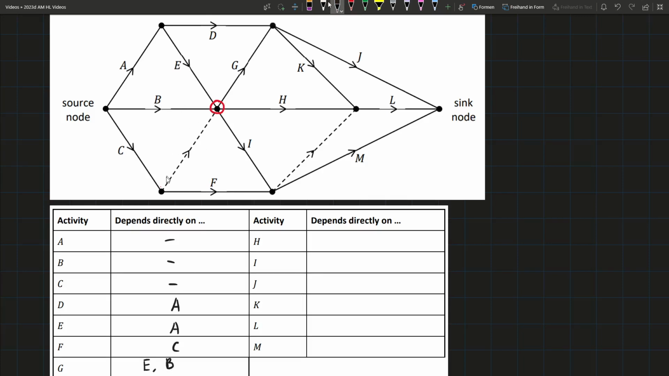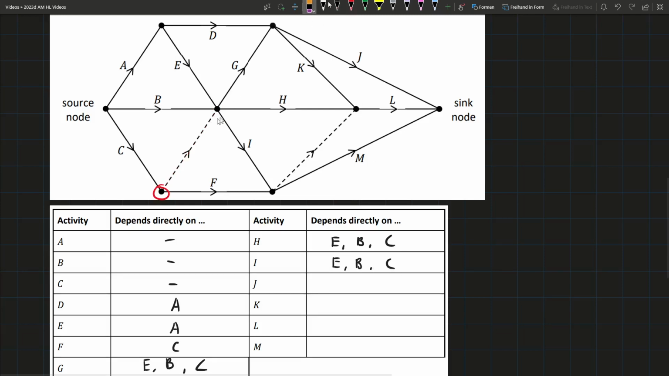But as well as that, this dummy here tells us that this node is also a requirement for this node. Therefore, since C is a requirement for this node, it's also a requirement for this node. So we have E, B, and C. H comes out of that same node, so it's the exact same: E, B, and C. And I also comes out of that same node, so it's also E, B, and C.